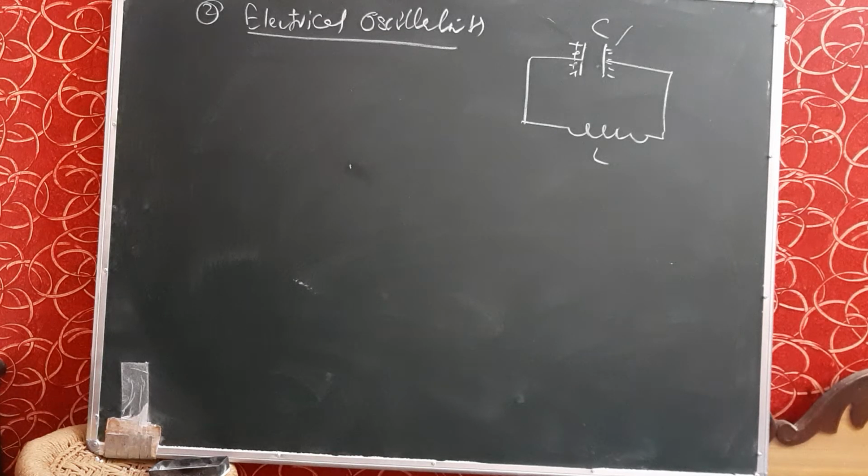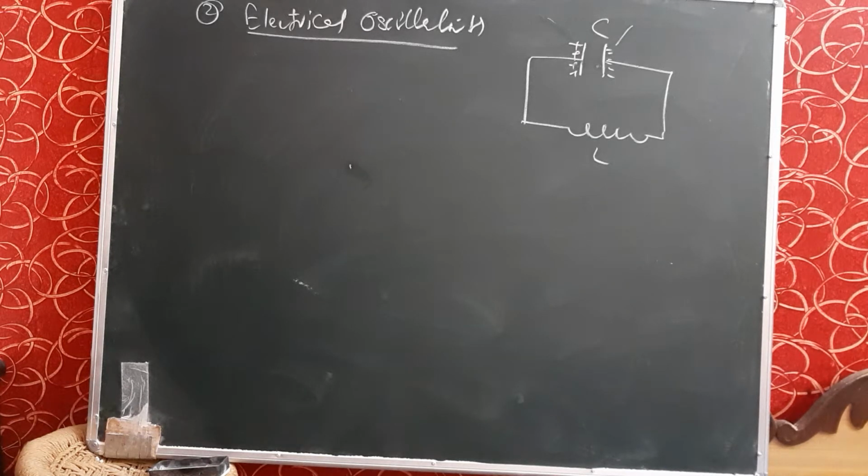Today our next topic is the electrical oscillator. We know that there are two types of oscillators. First one is mechanical oscillator and second one is electrical oscillator. We have discussed four types of mechanical oscillators. Now it is our turn to study the electrical oscillator.